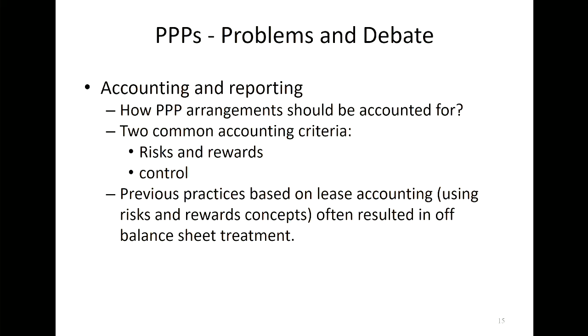So risk and rewards focus more on which party of the PPP bears the majority of the risk and reward of the management and ownership of the facilities. The party which bears the majority of the risk and reward should account for the PPP arrangement. So as we see in one of the cases, because the government considered that most of the risk and rewards had been transferred, they don't account for it.